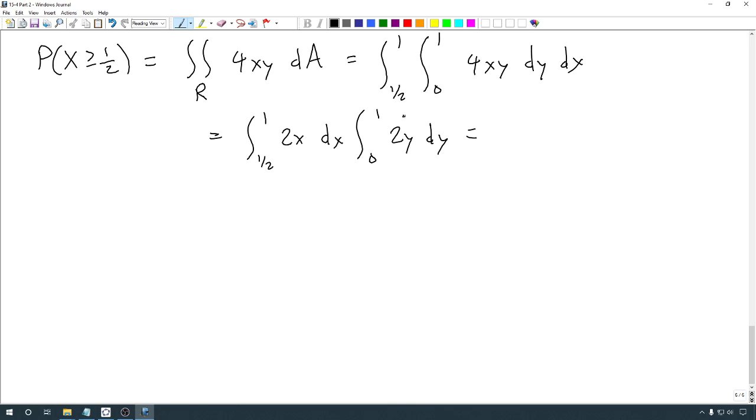We already know this integral here of 2y from 0 to 1 is going to equal 1. We're just really concerned about this one here. Of course, that's x squared from 1/2 to 1, which means we have 1 minus 1/4, so we get 3/4.